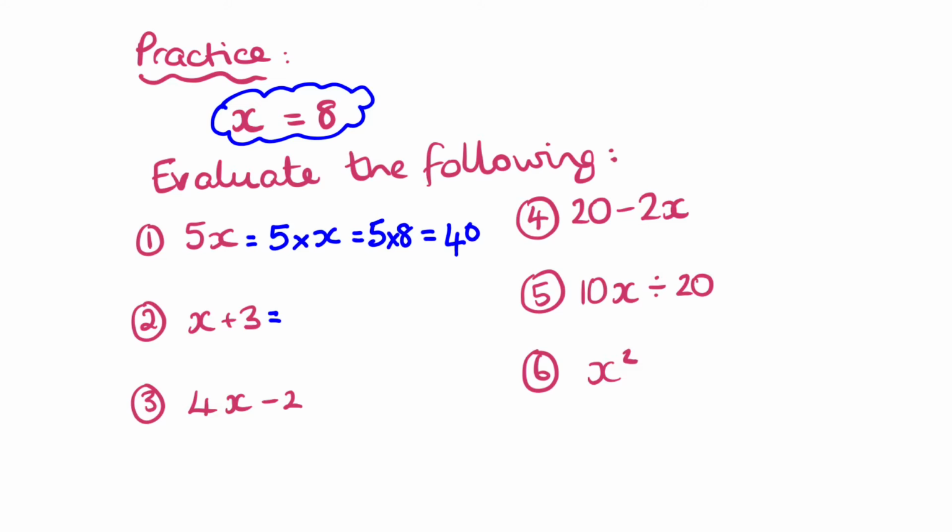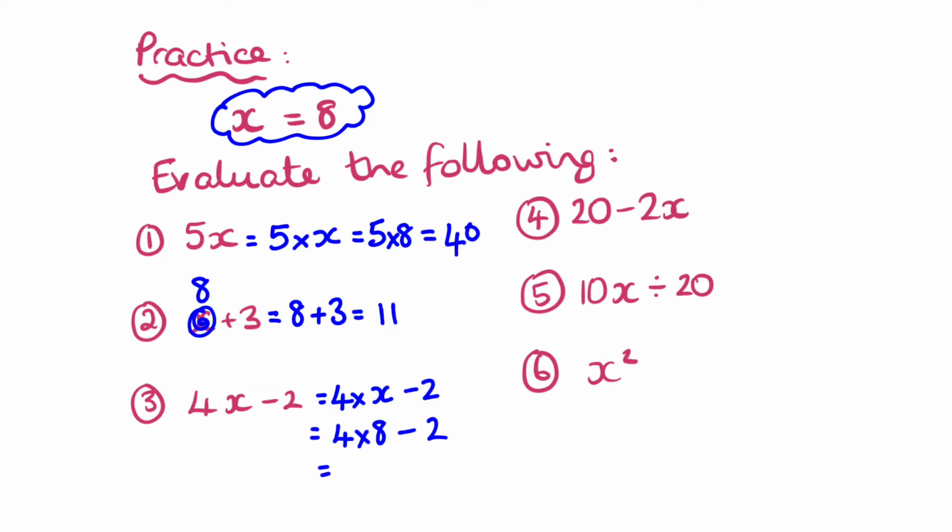All right, next, x add 3. So we can just swap out, remember what we're doing is we're swapping out the x for an 8. So we're working out 8 add 3, so that's just 11. Then we're up to something a little bit more complicated. There's a couple of steps in this one. So 4x, remember, means 4 times x, and then we have to take away 2. So we've got 4 times 8, and then we're going to take away 2.